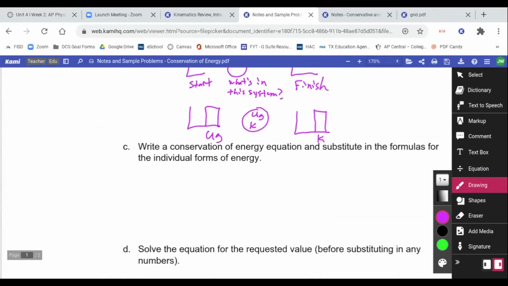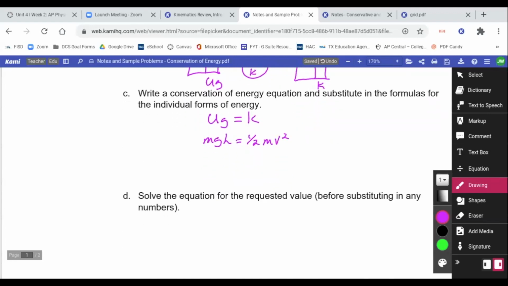All right. Write a conservation of energy equation and substitute in the formulas for the individual forms of energy. What it's saying is we started with gravitational potential, and at the end, we finished with kinetic, and we're hoping that those two are equal to each other. That's all that's saying. Then it says now substitute in your variables. Well, that just means that gravitational potential is mgh, and kinetic is 1/2 mv squared.